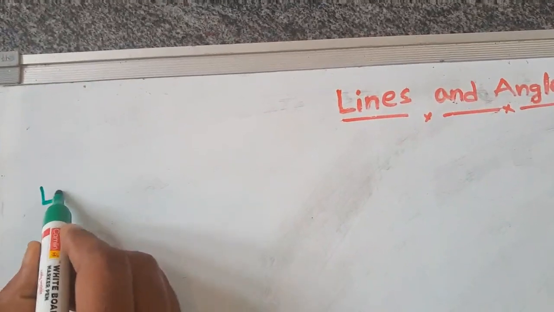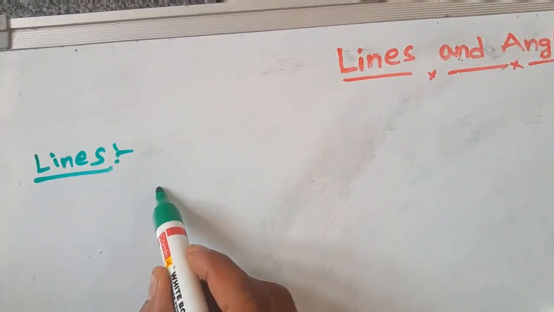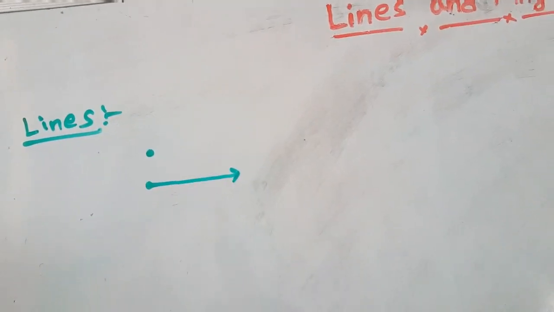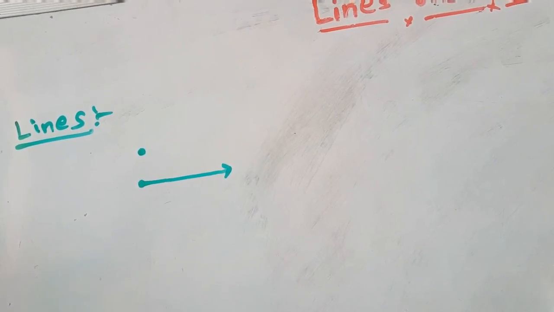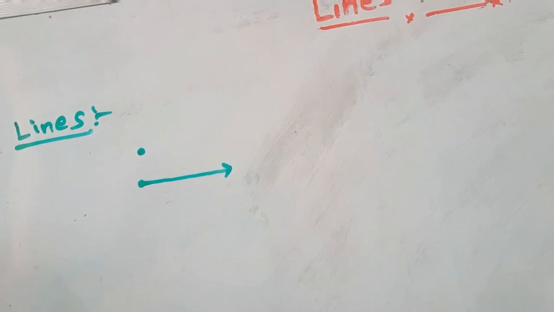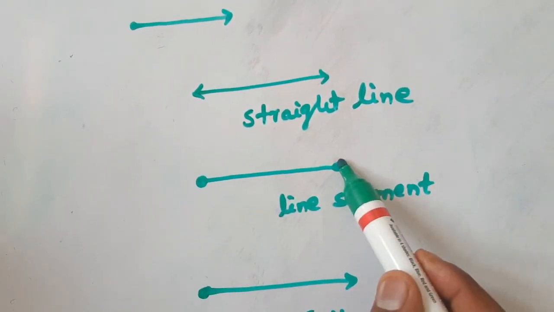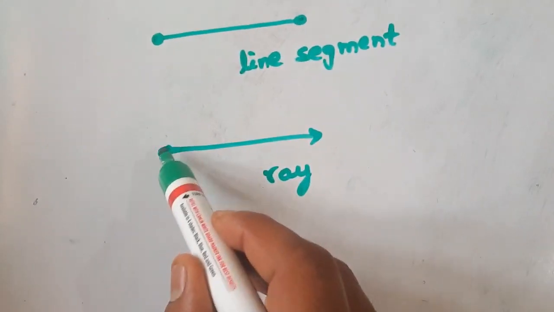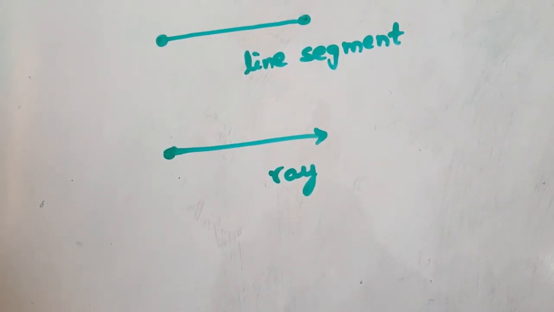Coming back to lines. How is a line going to form? If you extend the point, a line is going to form. This is the line. A line is also classified into three types. If the line is moving at both ends, then it is called a straight line. If both ends are fixed points, then it is called a line segment. One end a fixed point, one end moving, this is called a ray.